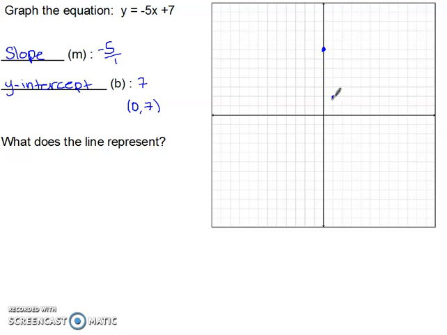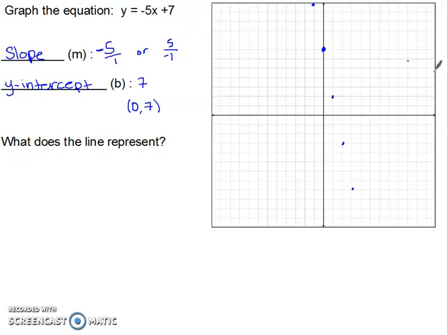I can follow this pattern again: down 1, 2, 3, 4, 5, right 1. We can also move that negative down to the denominator as long as there's only one of them. Doesn't matter if it's on the top, in the middle, or on the bottom. So this tells me that I can go up 5 and left 1. 1, 2, 3, 4, 5, left 1.